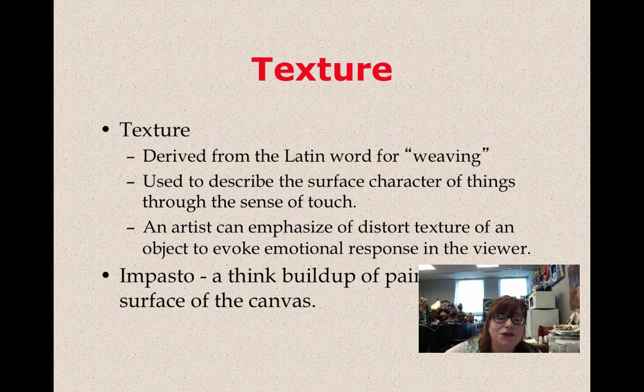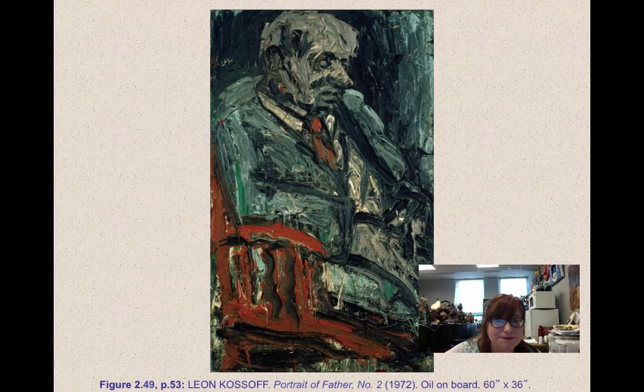And then a term that we'll be using along here is the word impasto. And impasto means a thick buildup of paint on the surface of the canvas, so that in and of itself, that thick buildup has a texture.